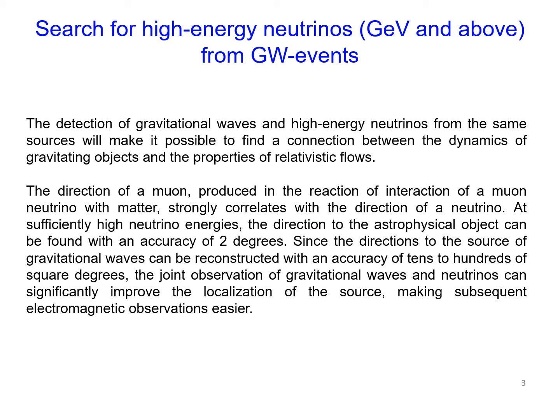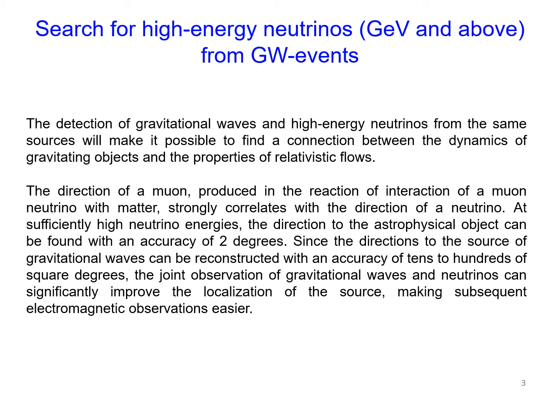Why do we need to search for high-energy neutrinos from gravitational wave events? The detection of gravitational waves and high-energy neutrinos from the same sources will make it possible to find a connection between the dynamics of gravitation objects and the properties of relativistic flows. The direction of a muon produced in the reaction of interaction of a muon neutrino with matter strongly correlates with the direction of a neutrino.